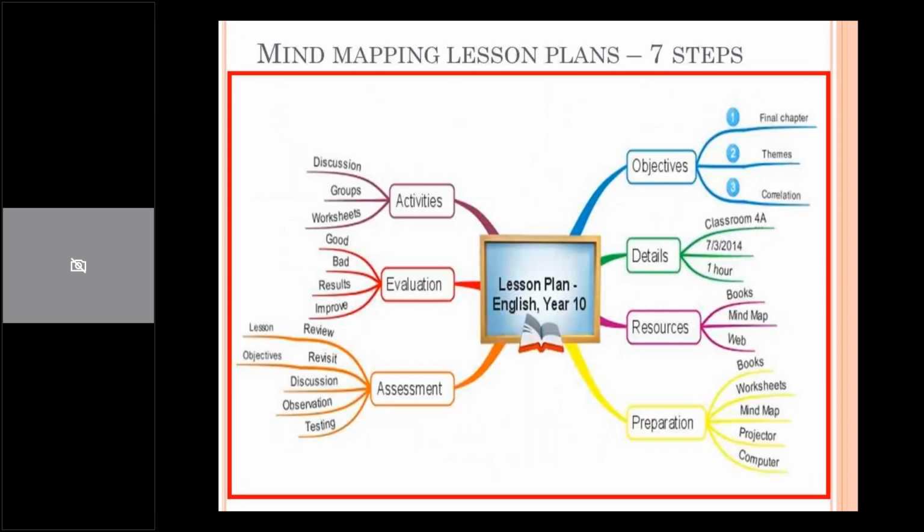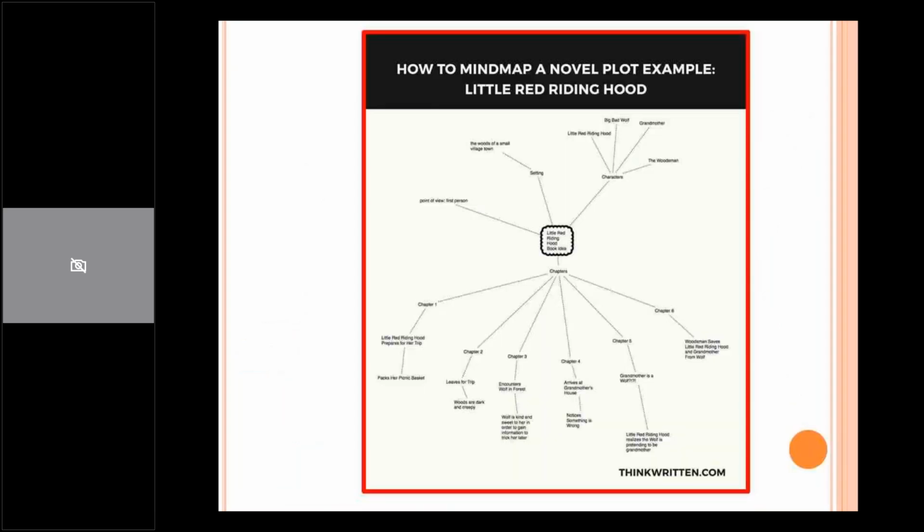You can use it, it's huge. And when it comes to a teacher's mind map to prepare for class in English, you talk about what are the objectives, what are the details, which classroom, which time, how many hours, what are the resources you need to conduct this particular class, and what kind of things you'll be preparing, and what activities you are going to organize for this particular lesson. Now, how you are going to evaluate yourself, and how you are going to assess the students. These are 7 steps. You can use this kind of mind map to prepare your lesson plans.